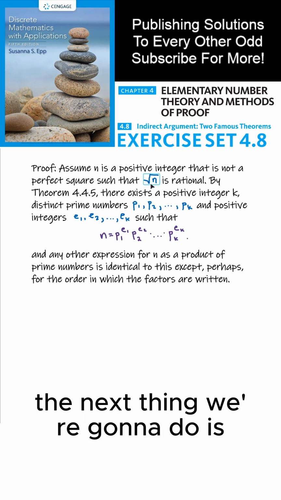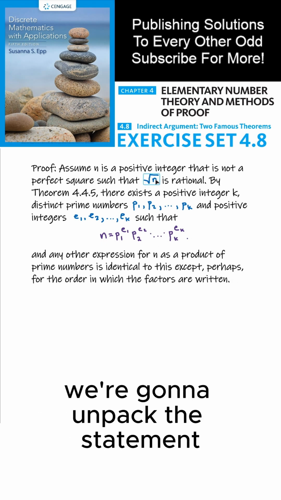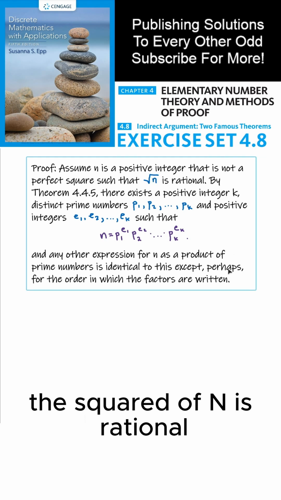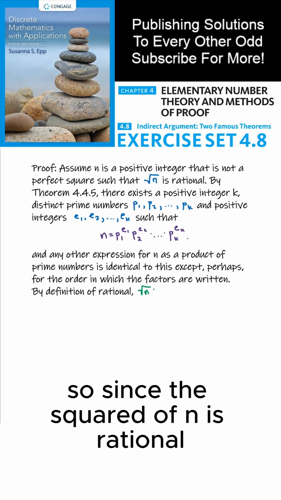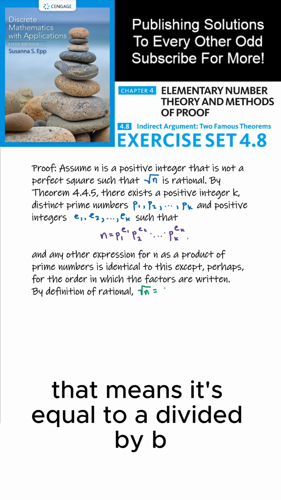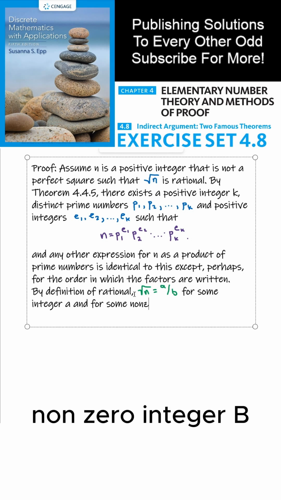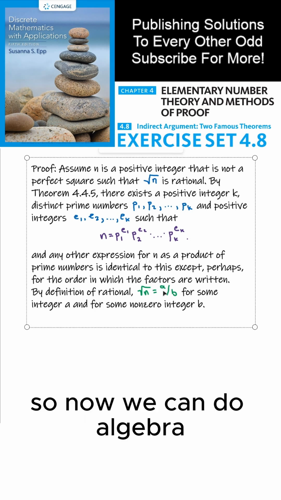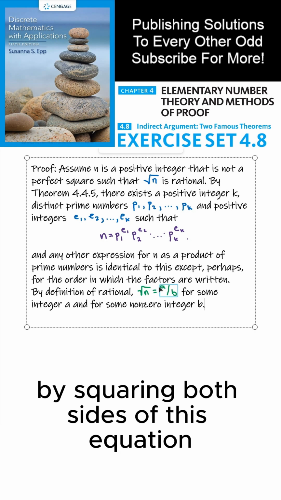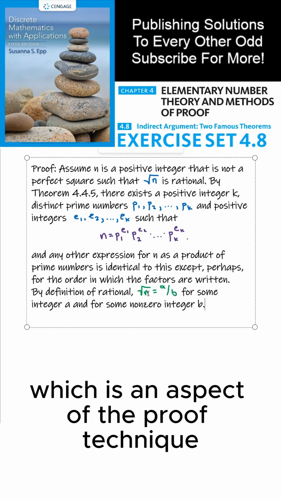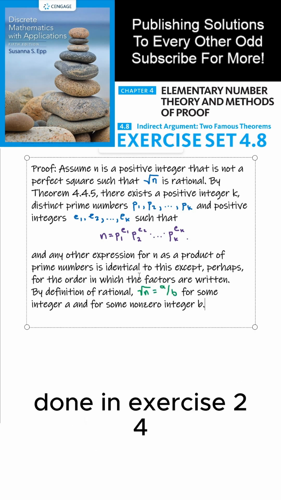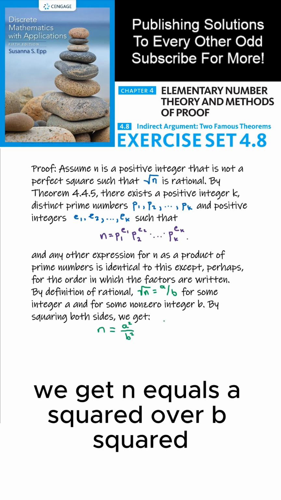The next thing we're going to do is unpack the statement, the square root of n is rational. So since the square root of n is rational, that means it's equal to a divided by b for some integer a and for some non-zero integer b. So now we can do algebra by squaring both sides of this equation, which is an aspect of the proof technique done in exercise 24. So by squaring both sides, we get n equals a squared over b squared.